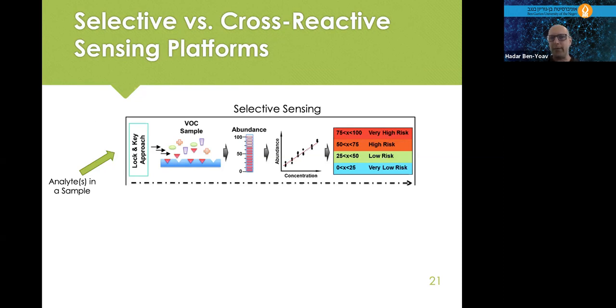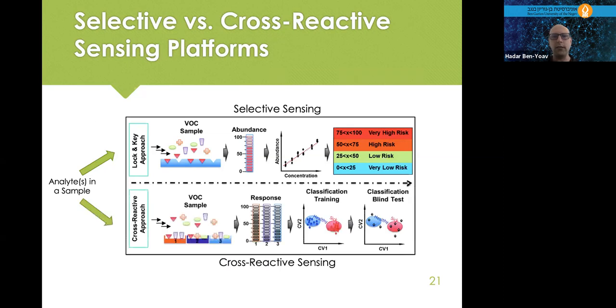Now, there is another type of sensing which is based on a cross-reactive approach. And here, the approach is actually not using very specific receptors. We use partially selective receptors, meaning that they are also selective to other analytes in a solution. For example, we use a partially selective, semi-selective receptor 1 that can bind to 2 different analytes, the red and the purple.